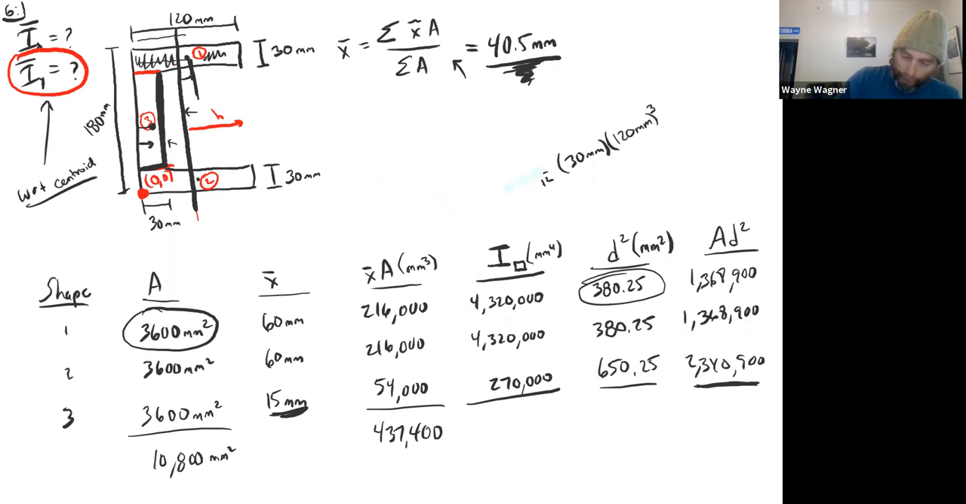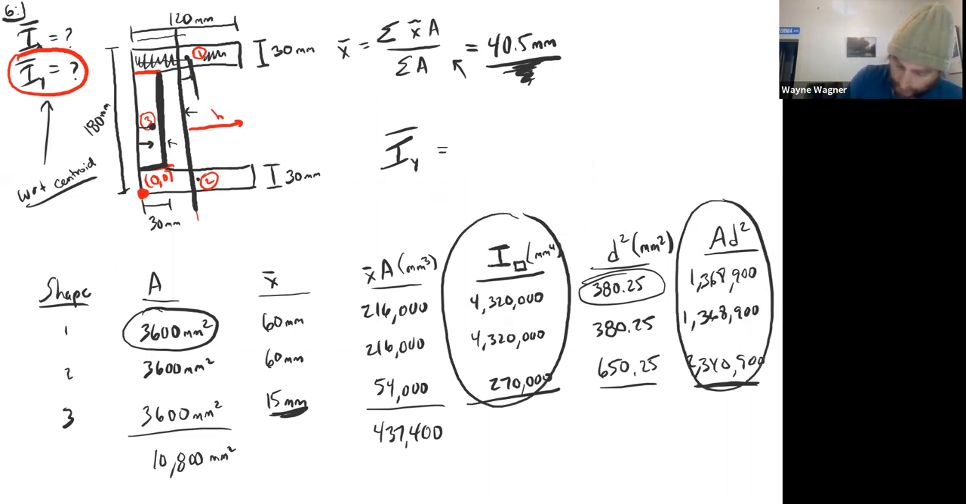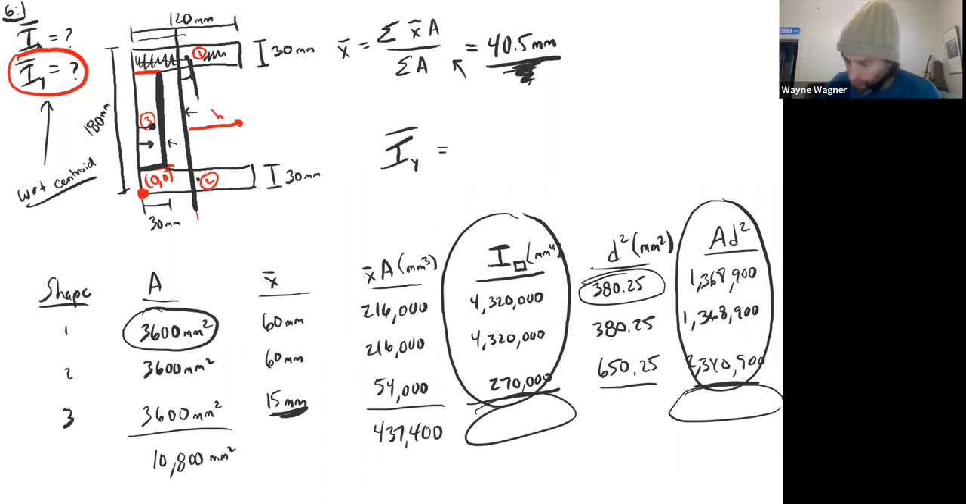And so the total I in the y-axis, okay, this is relative to the centroid, is, so we're basically going to sum up all of this, and we're going to sum up all of this. Okay, so I'm going to add all of these right here. 4,320,123 times 2 plus 270,123 equals this number, 8,910,000. Okay, millimeters to the fourth.